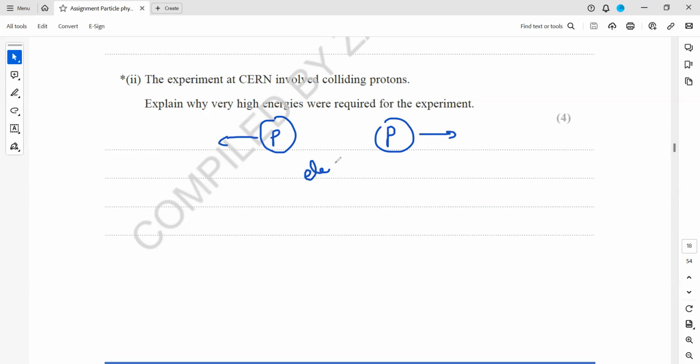So they have a strong electrostatic force. So first thing, why do we need a high energy? We want to overcome the strong electrostatic force of repulsion so they can collide with each other.